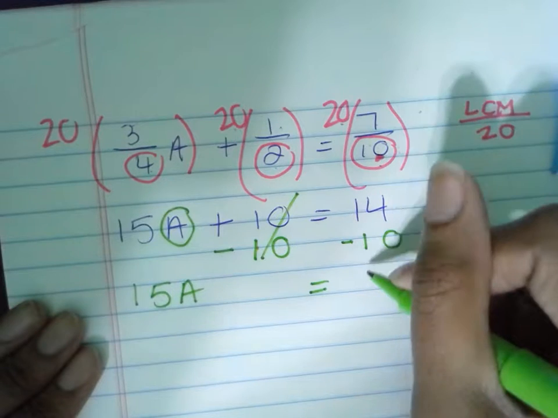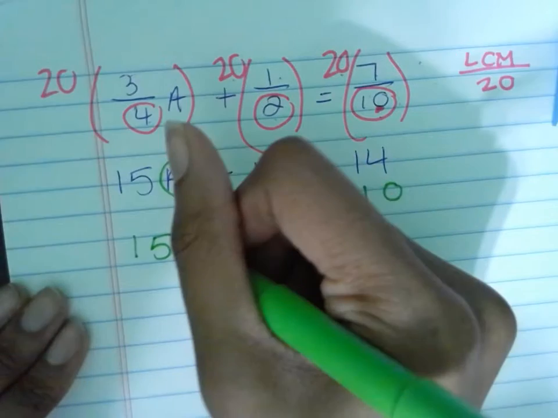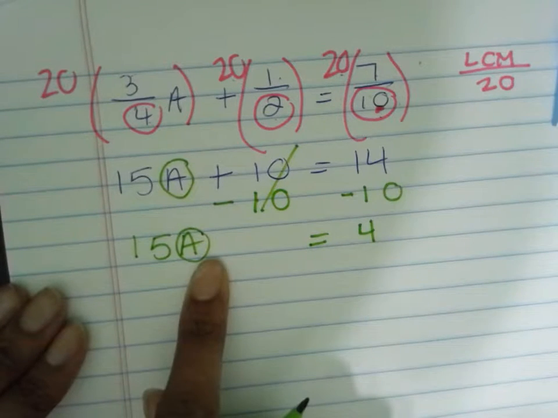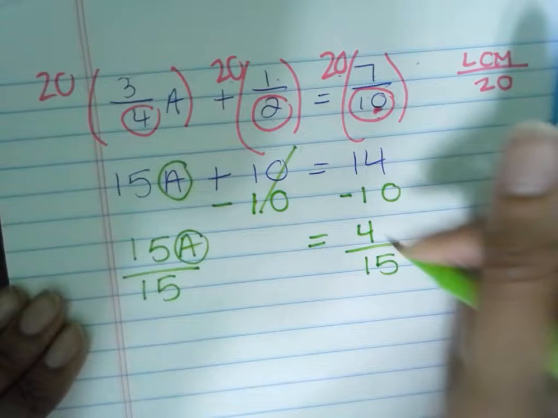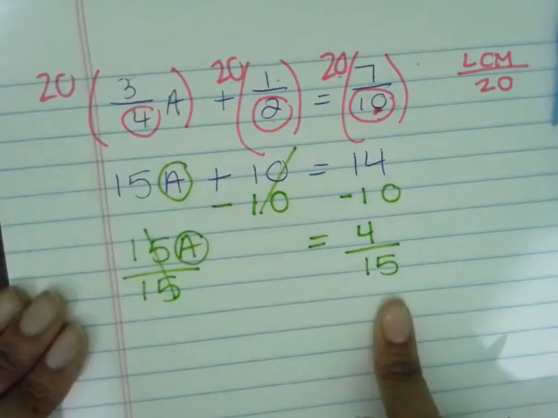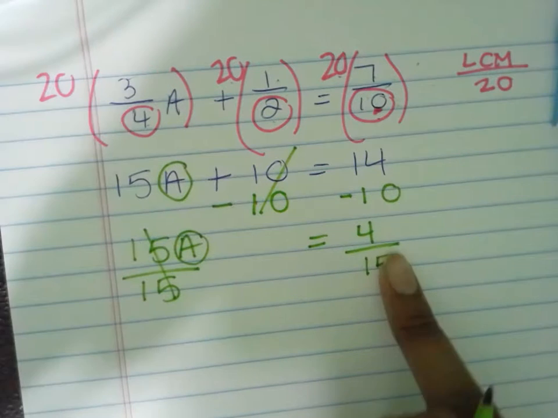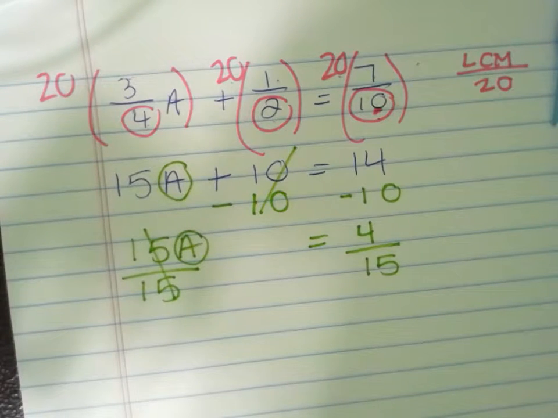Now, I still need to get the a alone, so I need to get the 15 away from it. 15 is being multiplied by a, so I do the opposite, which is division. What you do to one side, you do to the other. And I get a equals 4 over 15. You don't need to change it to a decimal or anything. You can keep it as a fraction as long as it's reduced. So 4 over 15 is our answer. That's the example they gave on the back of 3C.